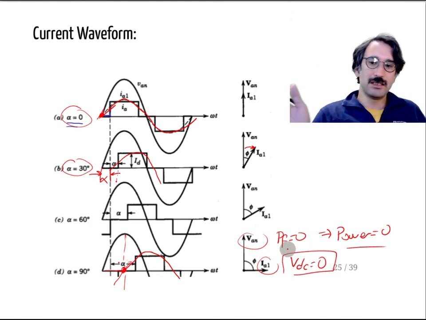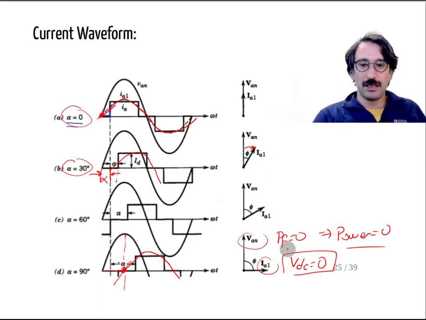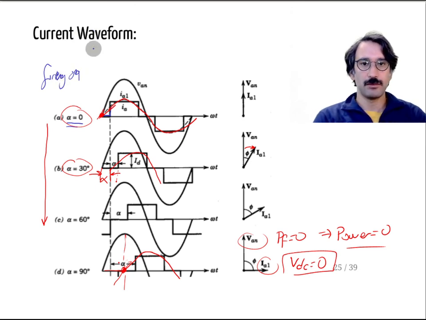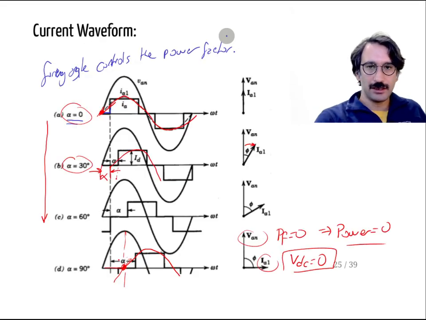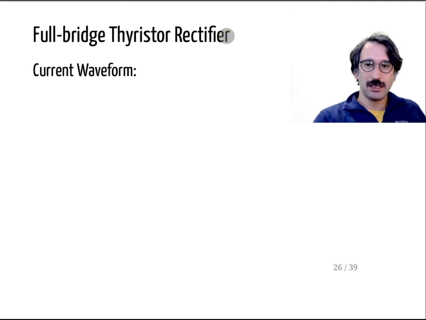There is of course some reactive power flow between load and source, but at 90 degrees you are not transmitting any power. So let me write here, firing angle controls the power factor. Okay. And actually I give you as an assignment to calculate, so I will not repeat it again.